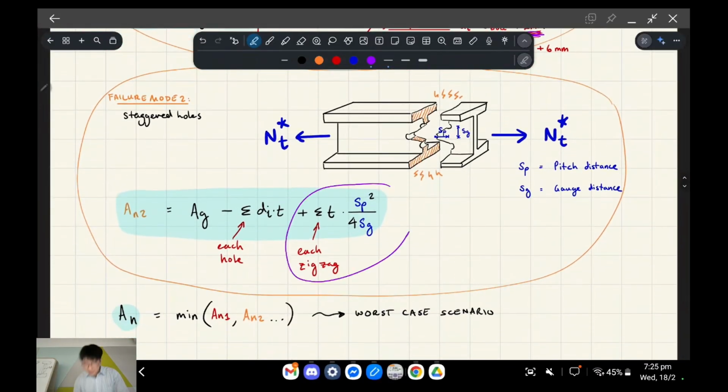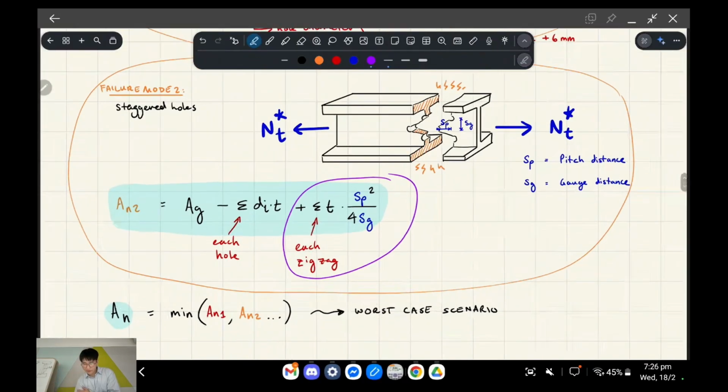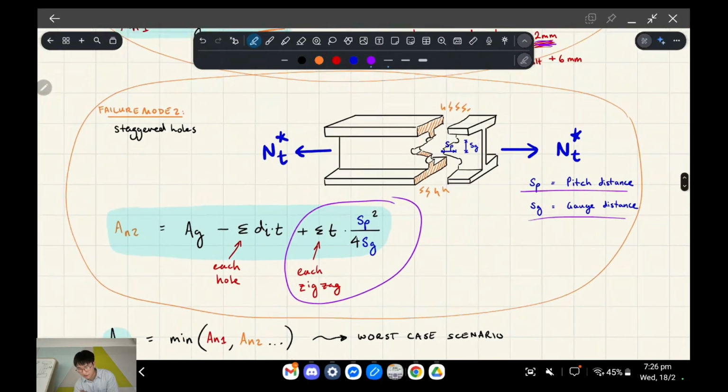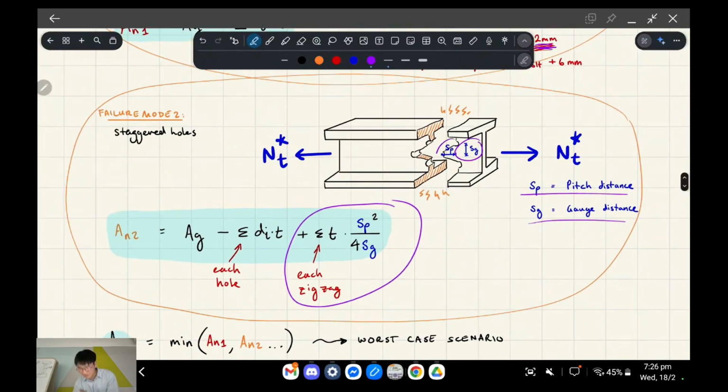You know how I said each zigzag, those diagonals are going to add a bit of extra area. That's how you calculate it. So we have something called pitch distance and gauge distance. I always forget which one's which, to be honest. SP and SG. Pitch is in the direction of the tension force, and gauge is perpendicular to that. And we just plug and play. They did some work with Pythagoras, and they figured out that this is the formula. That's how you do it.